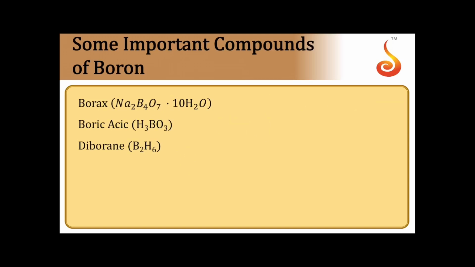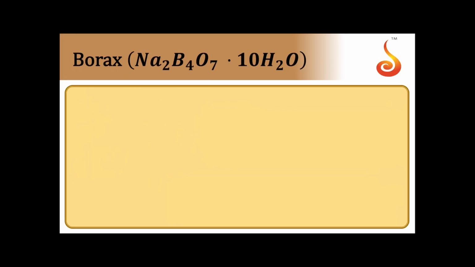Then come some important compounds of boron. The important compounds of boron are borax, Na2B4O7·10H2O, then orthoboric acid, or simply boric acid, H3BO3, and diborane, the B2H6 molecule. Let us take the first compound, borax, which is Na2B4O7·10H2O. Borax consists of different bonds. So let us take the structure of borax.